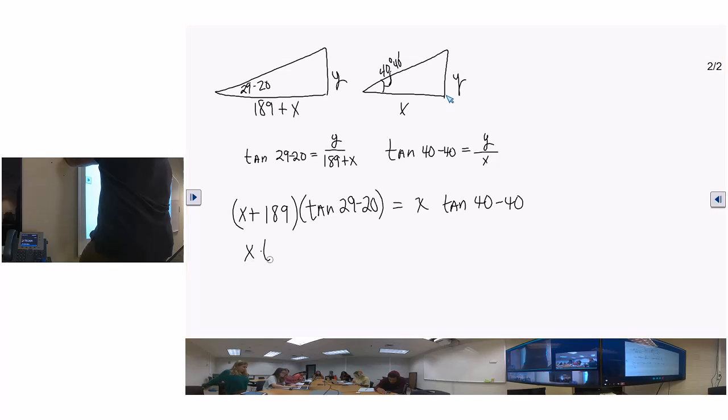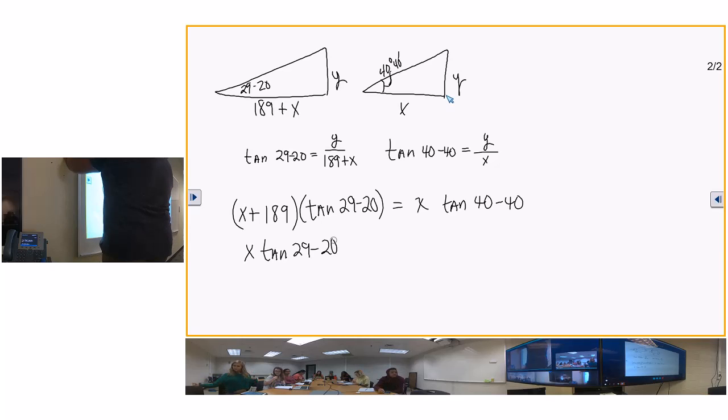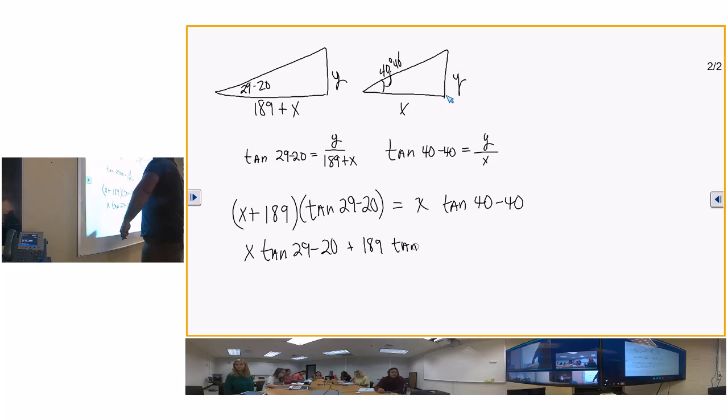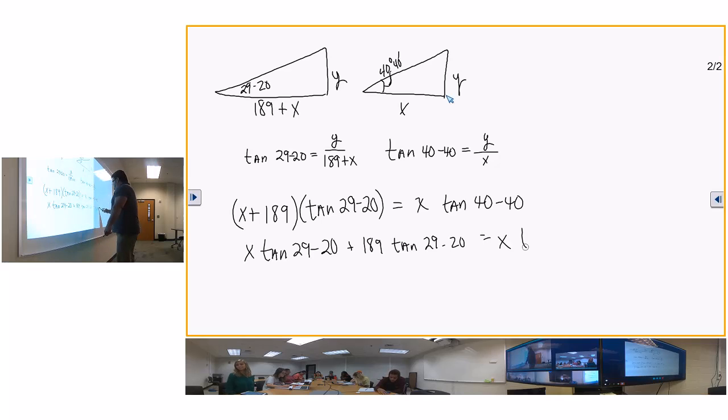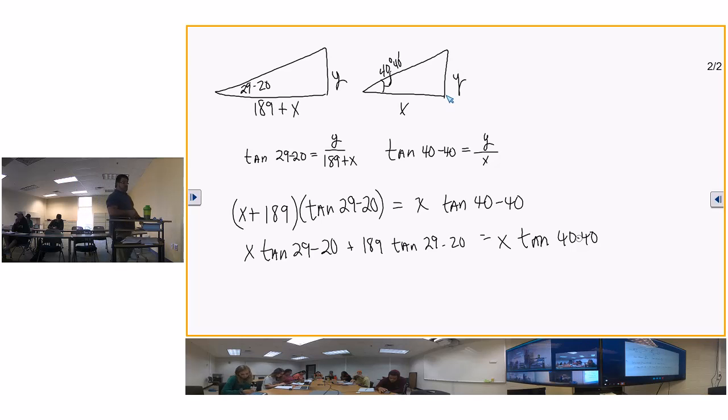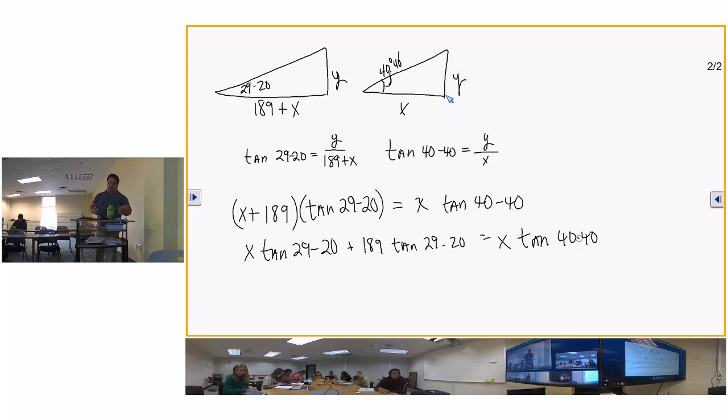X times tan of 2920 plus 189 tan of 2920 equals x tan of 4040. Okay, now solve it. And the reason I'm saying solve it, some of y'all were waiting on me to set it up, so I went ahead and obliged.